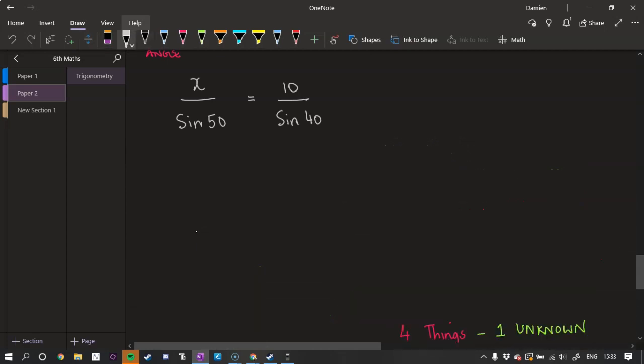So get x on its own. Multiply both sides by sine 50, or bring it up. So you end up with x is equal to 10 multiplied by sine 50, all over sine of 40. And that's going to give you a final answer then.